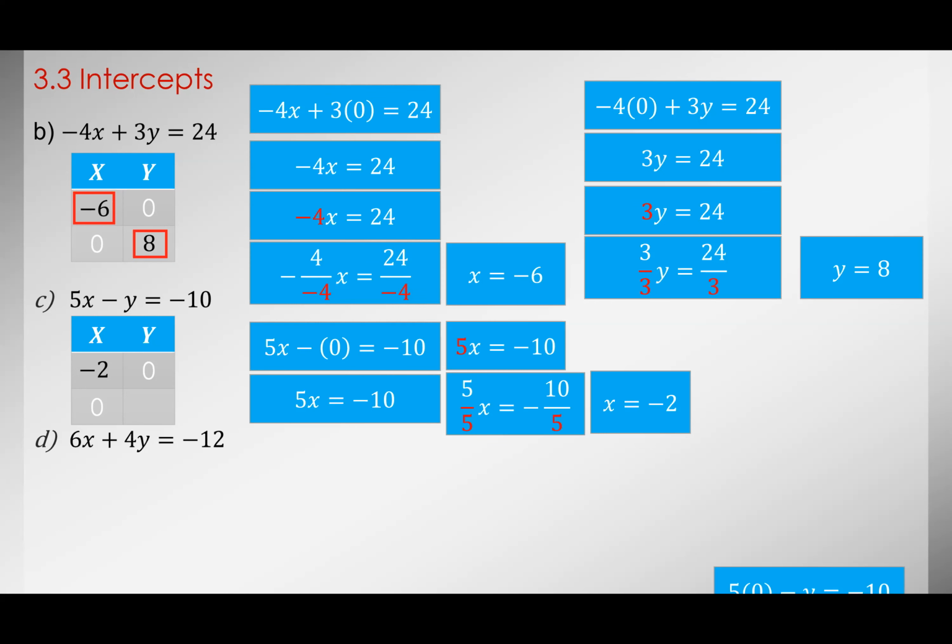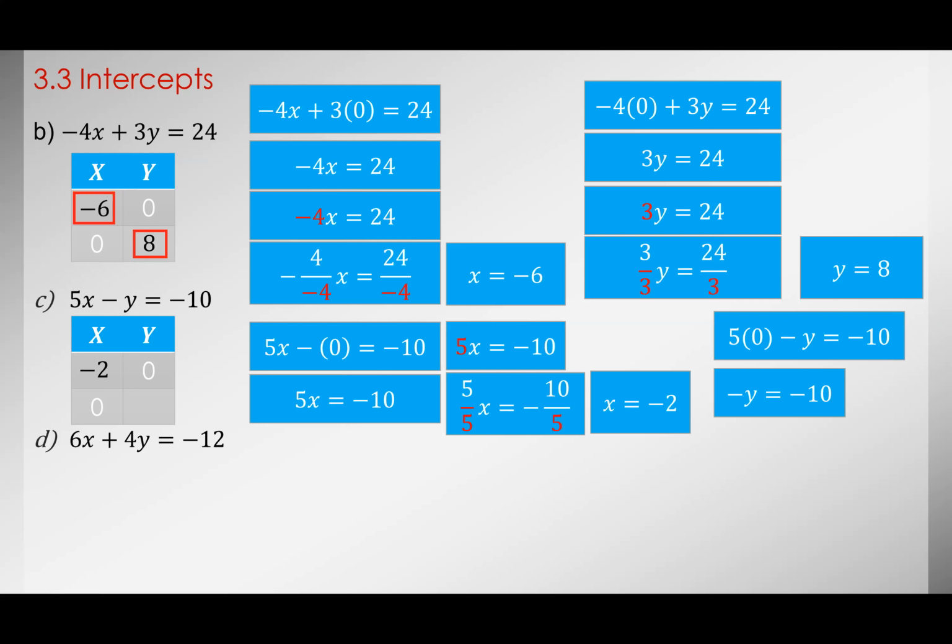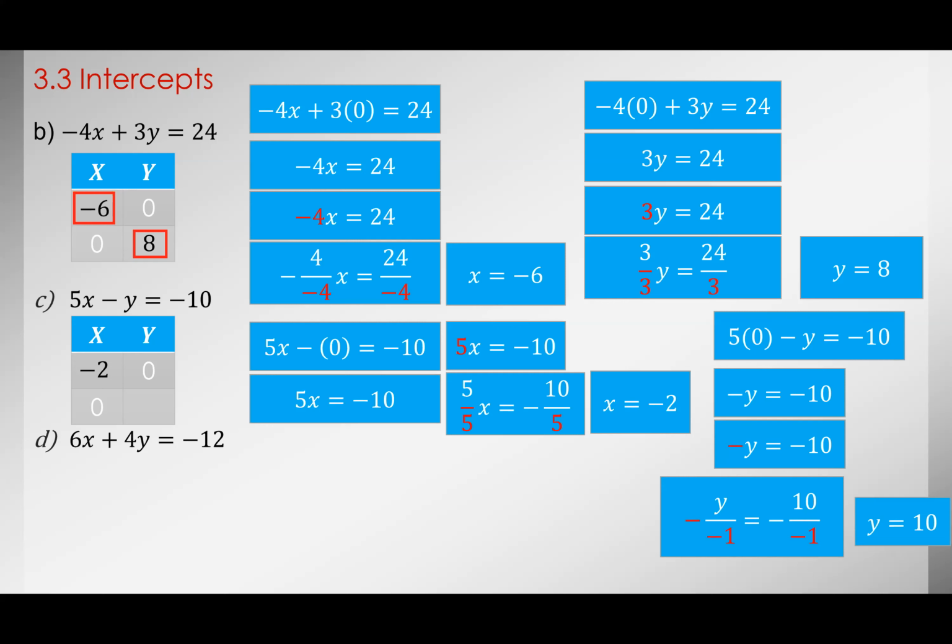And if I plug in 0 for the x, 5 times 0 will give me 0. -y equal to -10. How do I get rid of this negative? In order to get rid of the negative, I need to divide by -1, because -1 divided by -1 will give me 1. And -10 divided by -1, everybody see that y is equal to 10.